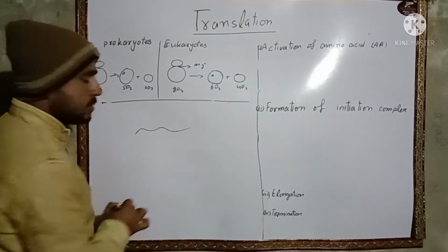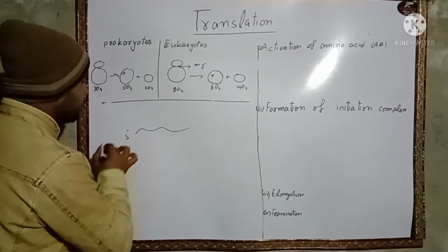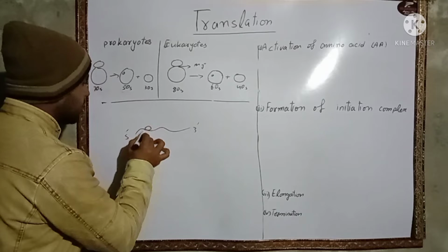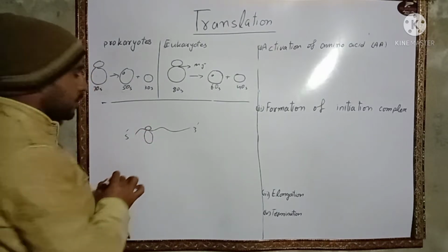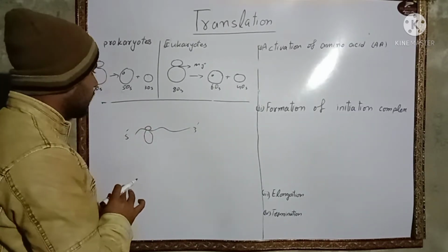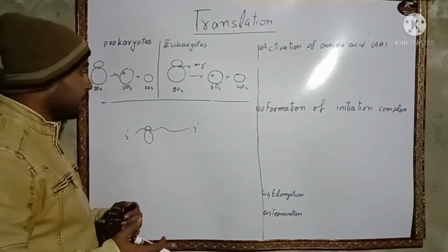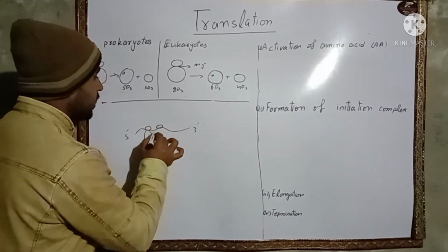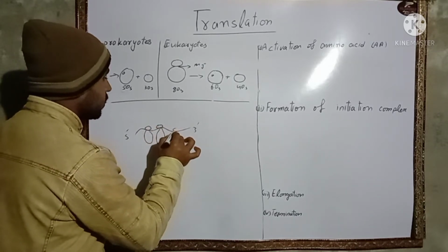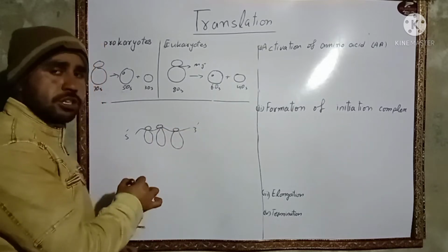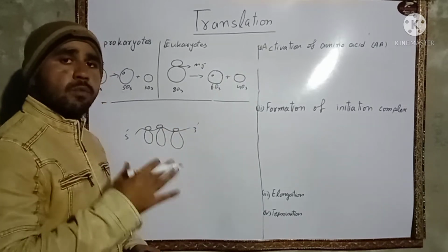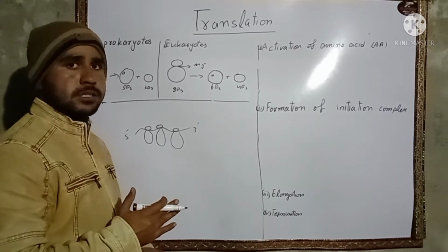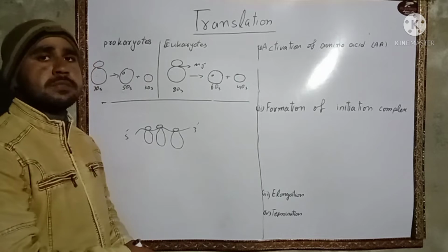Suppose this is a messenger RNA. This is the 5' end, this is the 3' end, and a ribosome is attached to the messenger RNA. When we need rapid synthesis of protein, more than one ribosome attaches to a single messenger RNA. This structure, in which more than one ribosome is attached to a single messenger RNA for rapid synthesis of protein, is known as a polysome.